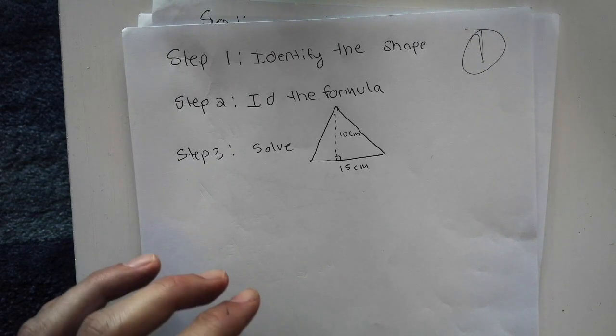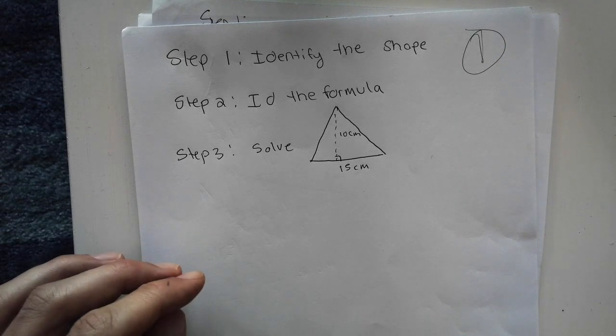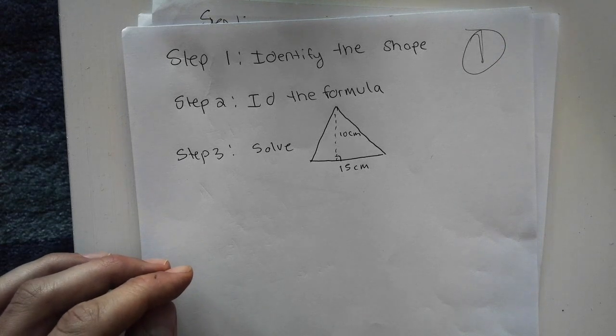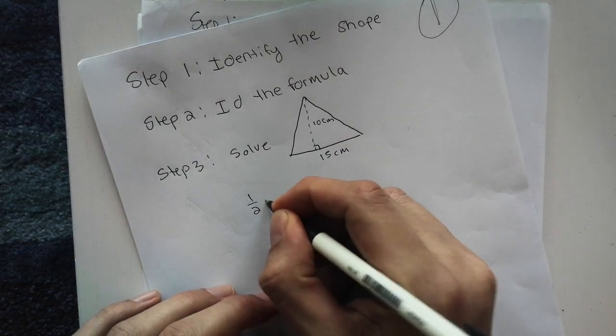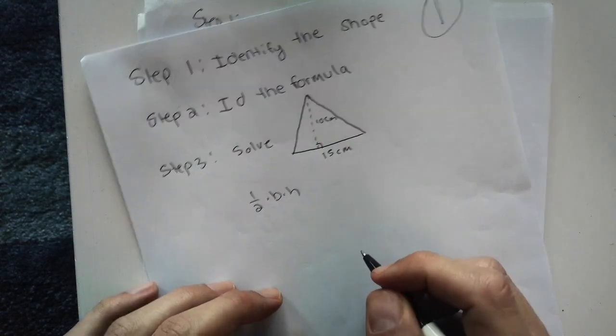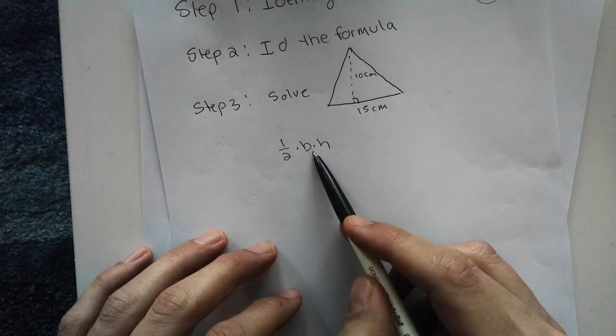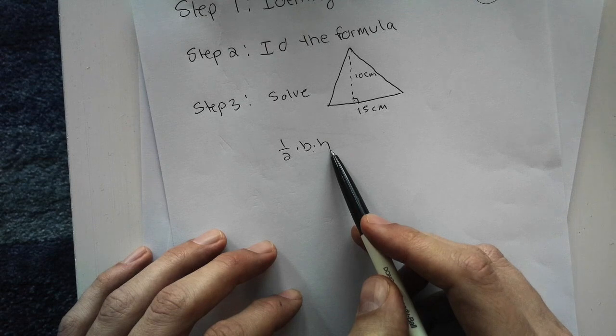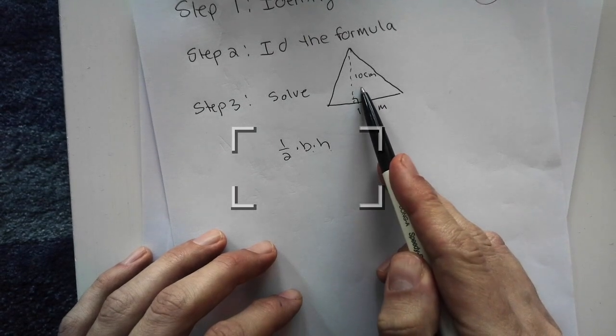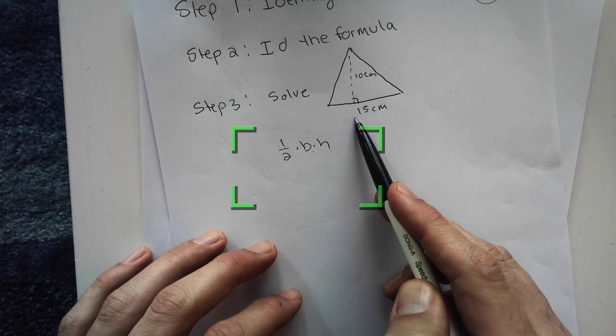Next, we have to identify what formula to use. To find the area of a triangle, we have to do half base times height. The B stands for base and the H stands for height. The height of our triangle is 10 centimeters and our base is 15.